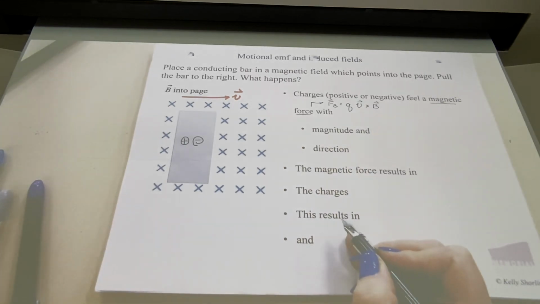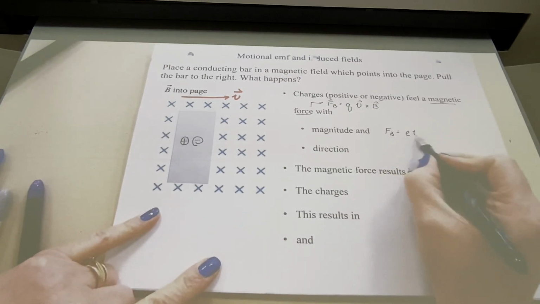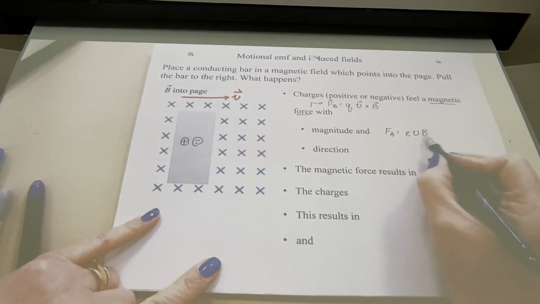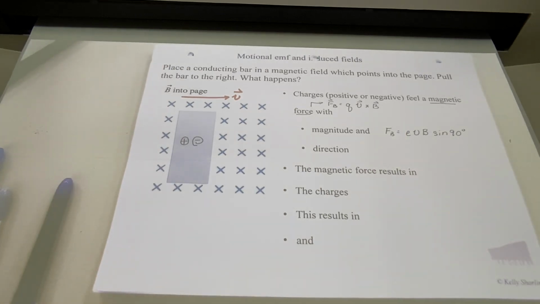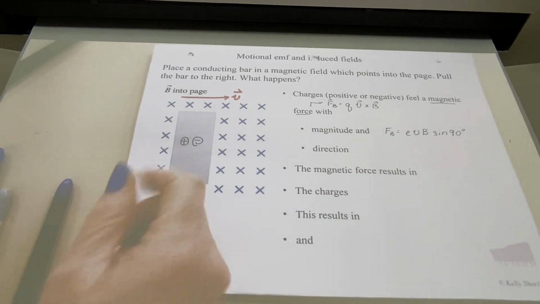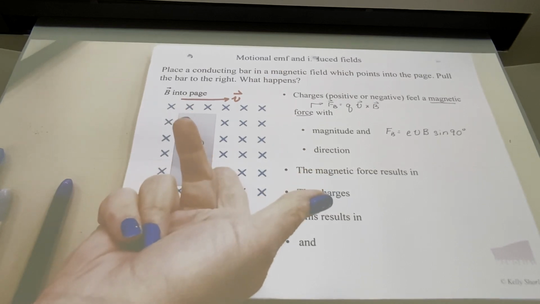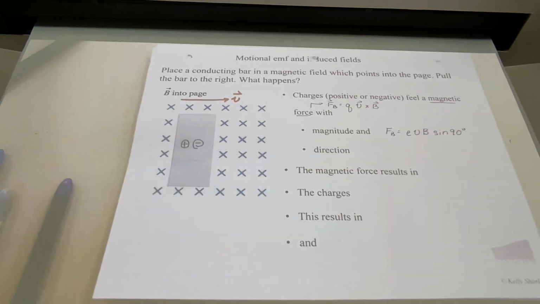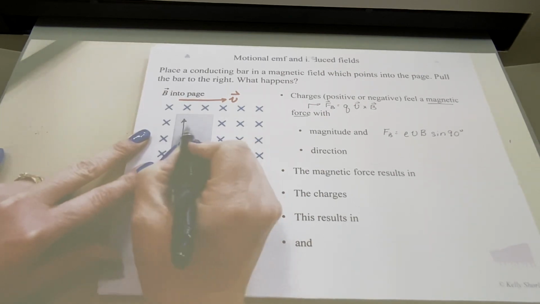So the magnitude of the force will be the charge times V times B times the sine of 90 degrees. And for the charges, we're talking about electrons and protons. So those are the charges inside the bar. The direction of the force, well, for my positive charges, V is this way, B is this way, the direction of the force points up. So V cross B gives the force. So the positive charges have a magnetic force that points up.